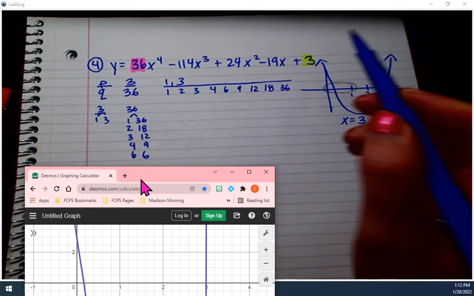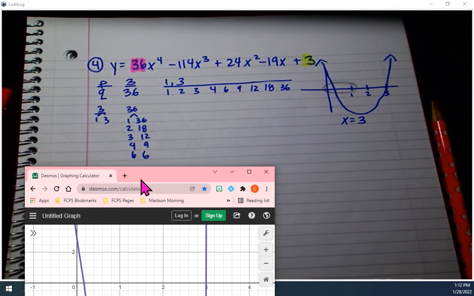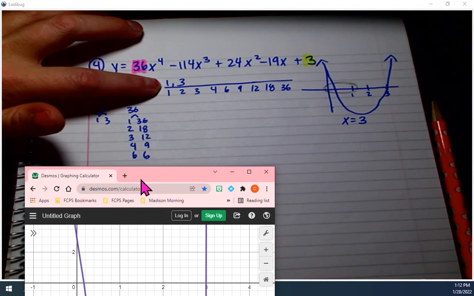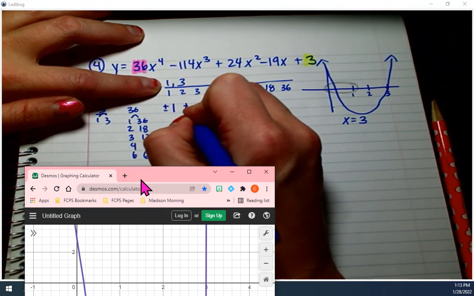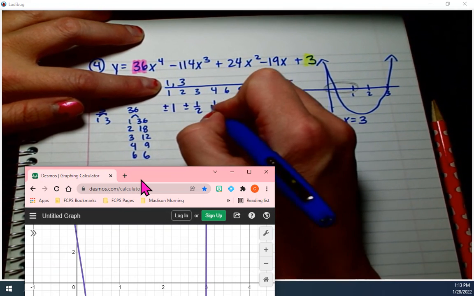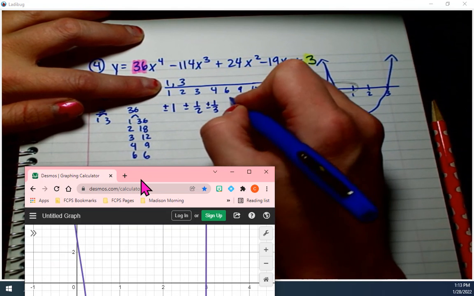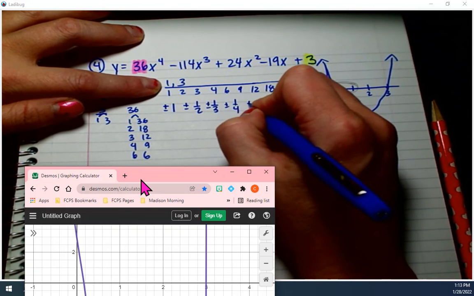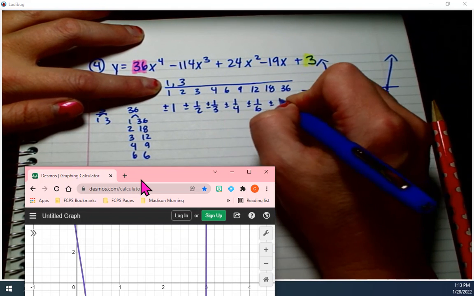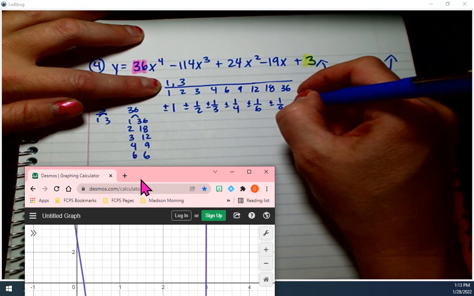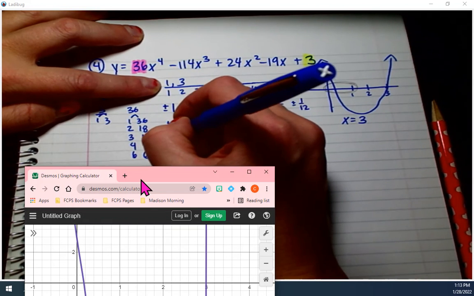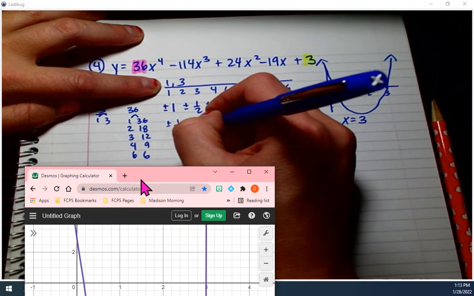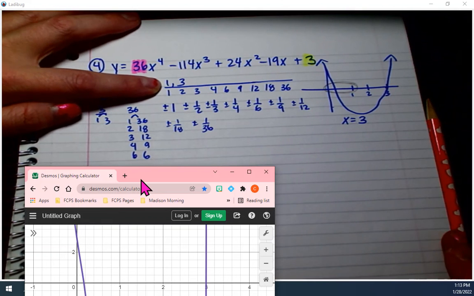All right. Now, this is a pretty long list. So as I start writing this, I'm going to reduce as I go. Plus or minus 1. Plus or minus 1/2. 1/3. 1/4. 1/6. 1/9. 1/12. 1/18. 1/36. That is a lot of fractions to look at.